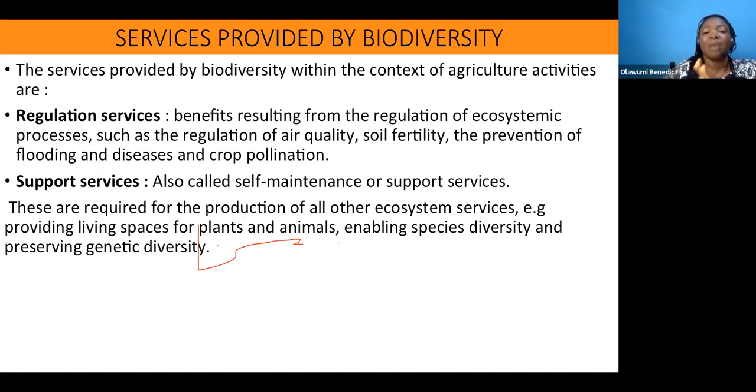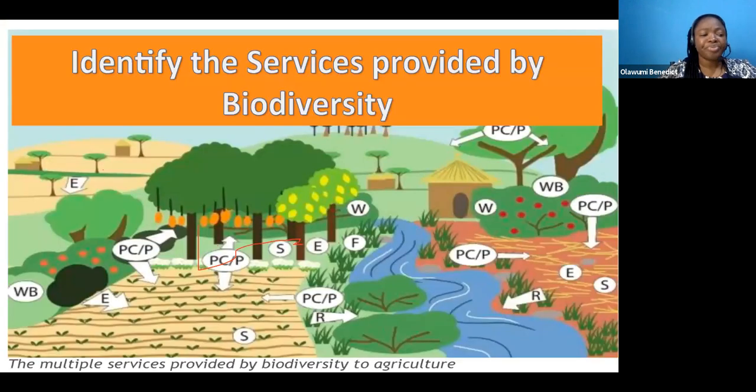These are services that are provided by biodiversity, and these are required for the production of all other ecosystem services, e.g. providing living space for plants and animals, enabling species diversity, preserving genetic diversity. These are the services that biodiversity gives to us under the support service, which we enjoy naturally in the ecosystem.